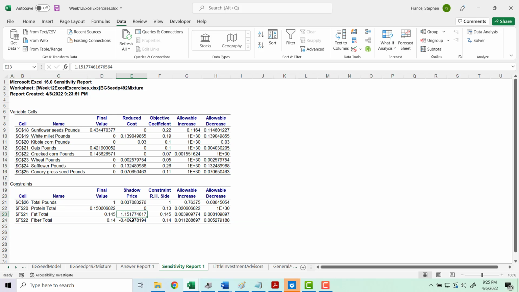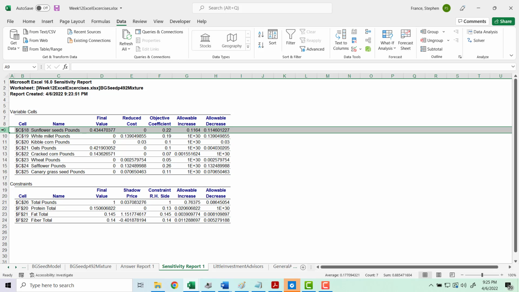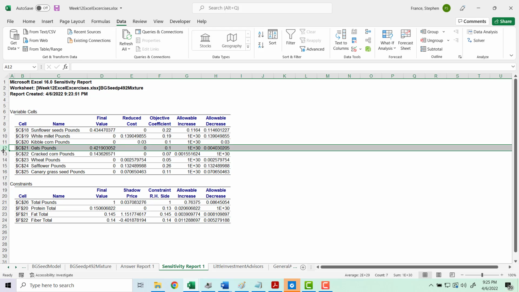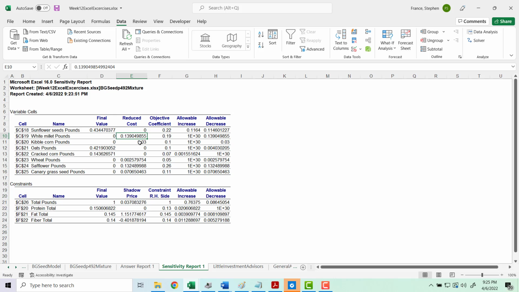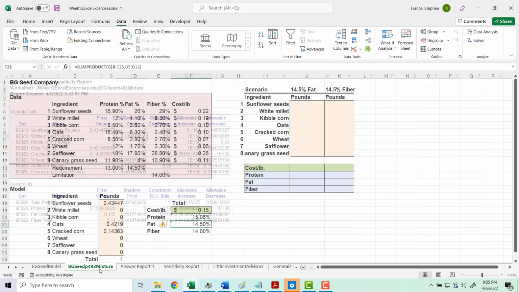Now, these are very big values simply because we're dealing in very small proportions here. You know, we've got 0.145 and 0.14. And the other thing I just want to mention, you see here we've got the sunflower seeds, and we have the oat pounds, and we have the cracked corn pounds. And what the reduced cost says is basically the decrease required in the objective coefficient to allow us to add that into the model. So that's the answer report and the sensitivity report.